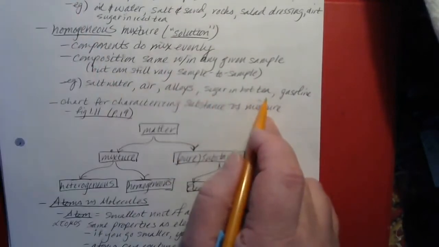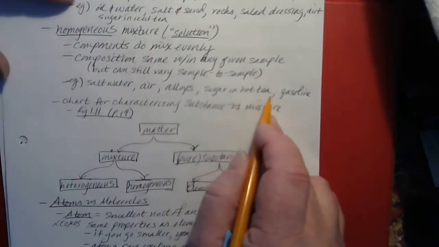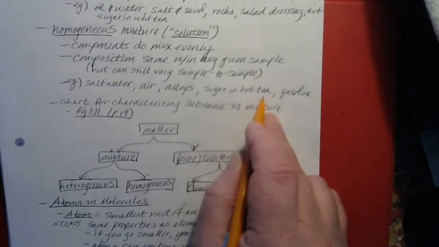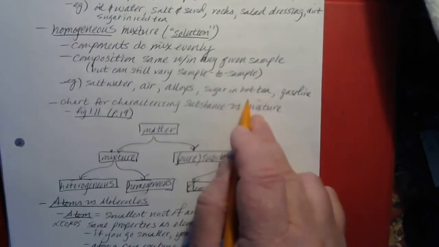Sugar in hot tea would be a homogeneous mixture because sugar dissolves much better in hot water than it does in cold water. If you put sugar in hot tea, unless you use a really huge amount of it, it's all going to dissolve in the tea, and the tea will be equally sweet at the top as it is at the bottom.